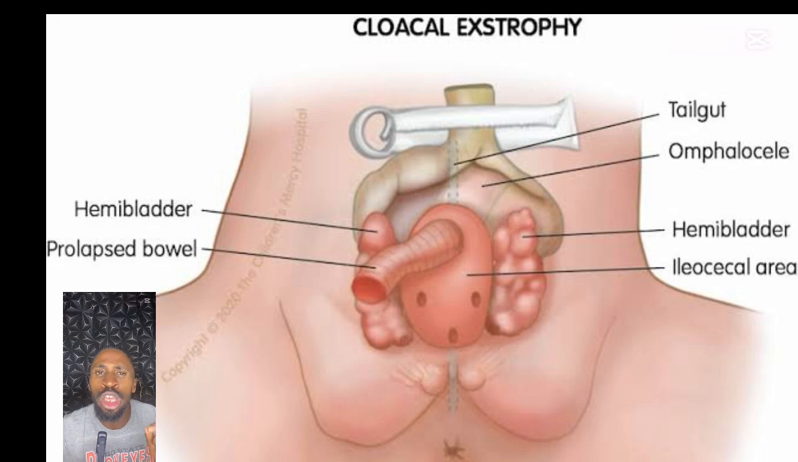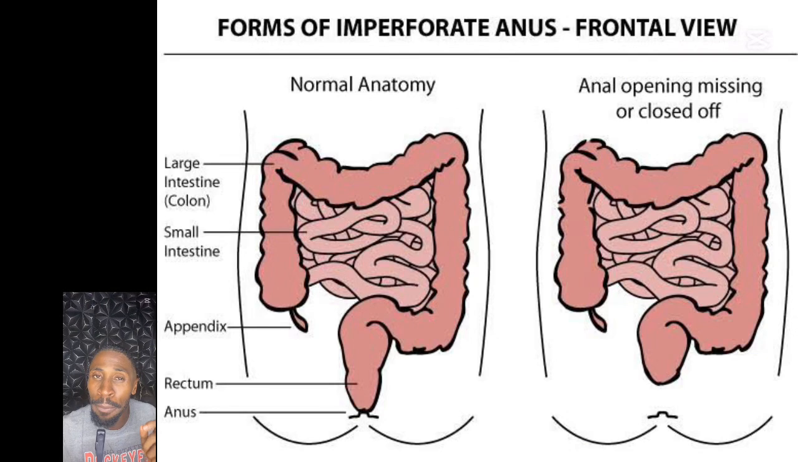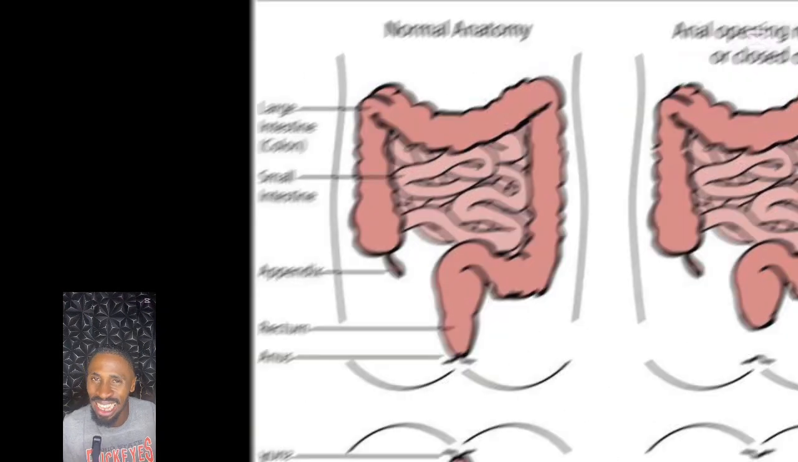The next one, the urorectal septum. The urorectal septum will also not be formed, and there will be persistence of the cloacal membrane, which causes imperforate anus. Don't forget. Now, this one is great and it is very bad.